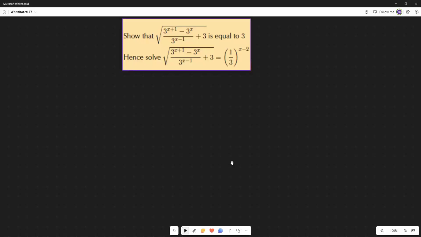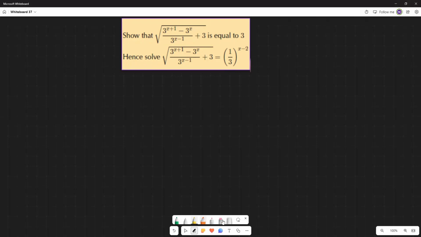In this video, we're going to be looking at some interesting algebra question here. So they say we need to show that this expression is going to be the same as 3 basically. So we must show that this, when we simplify it, is going to be equal to 3. Let us do that, ladies and gentlemen.